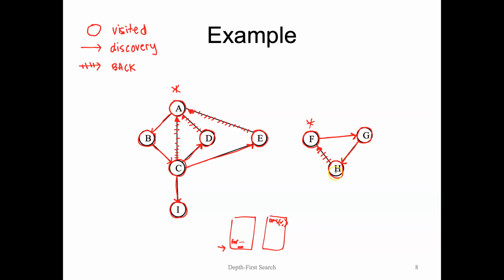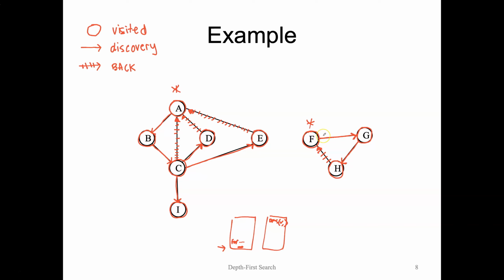H has no other incident edges unmarked. Now we'll go back to G. This is how we had gotten to H in the first place. G has no other incident edges which haven't been marked, so we go back to F. F has no others, so we're finished with that DFS call starting with F.